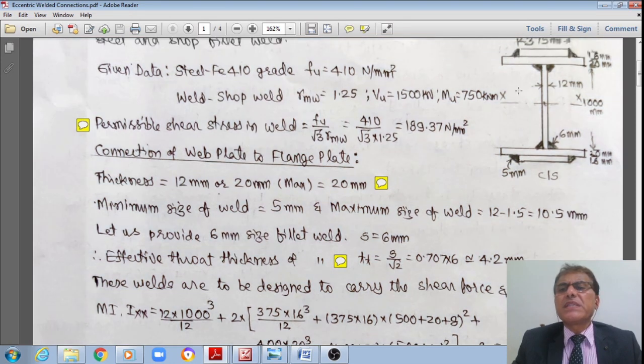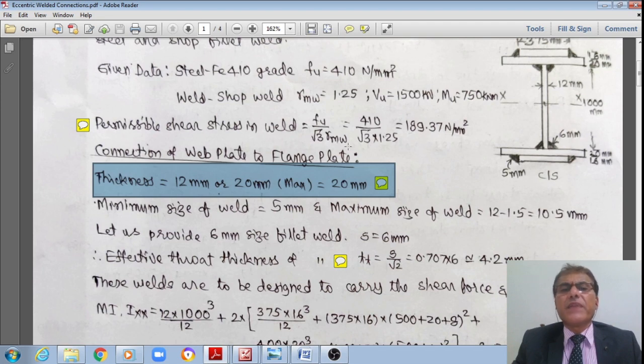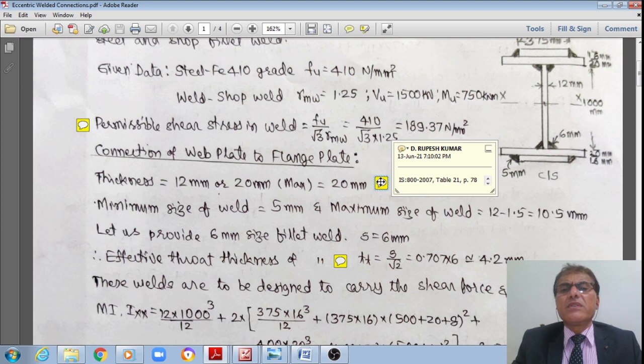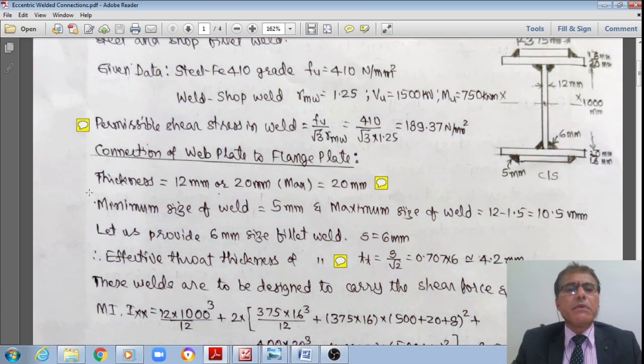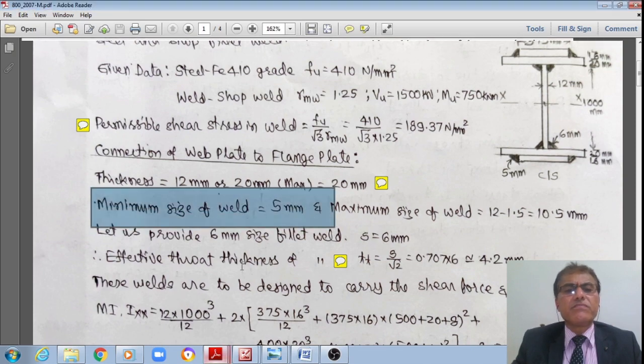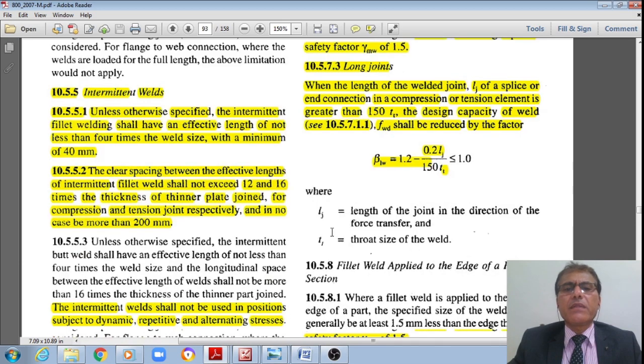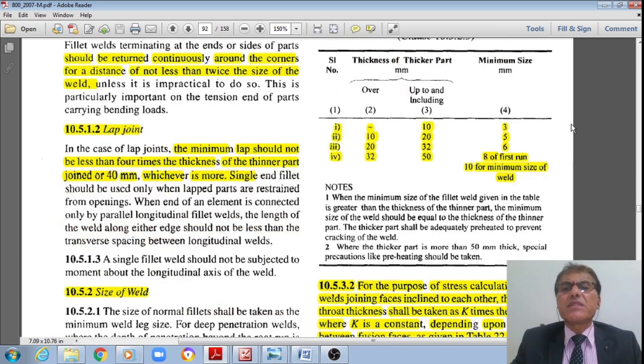And here you please see that I do have the thickness of the web plate as 12 mm and that of the flange plate equal to 20 mm. Out of this, the maximum is 20 mm. Therefore, just now we have seen from Table 21, for maximum 20 mm thickness, from page number 78 of IS 800 2007, that the minimum size of the weld is equal to 5 mm.